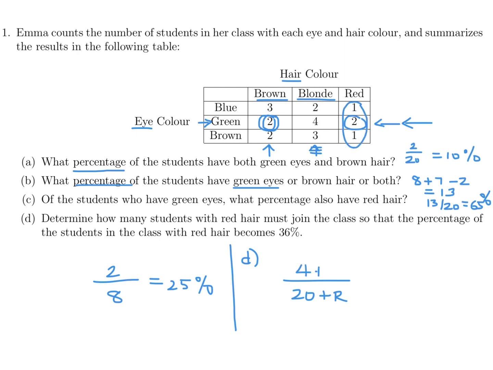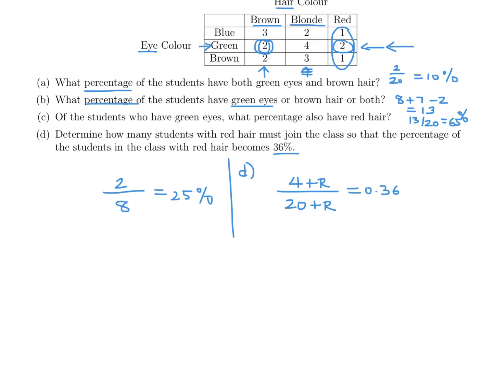But then we're going to add a few students that have red hair. So that's basically the percentage at the end. And they're telling us that that percentage, they want us to make it 36%, so 0.36. So that's basically the equation we have to solve. So this shouldn't be that bad.